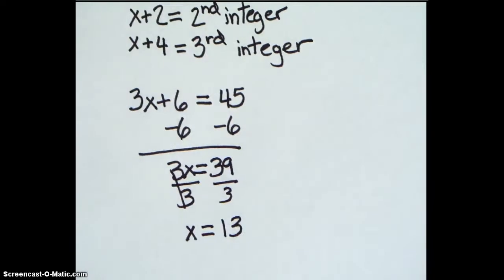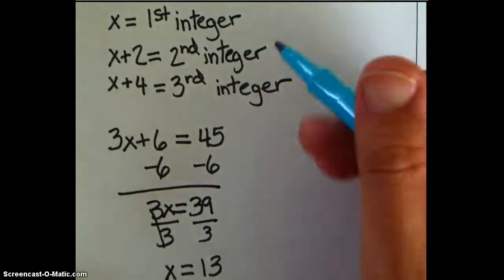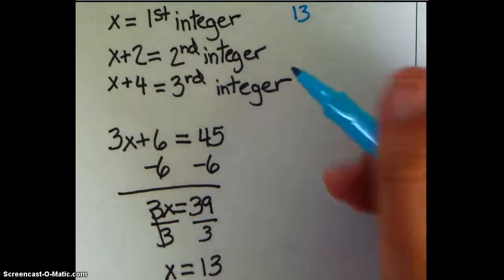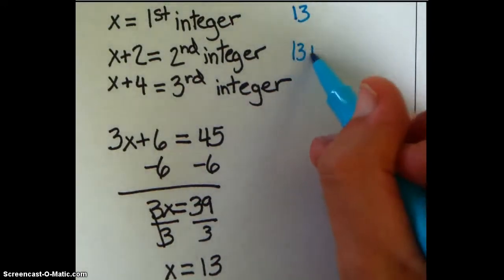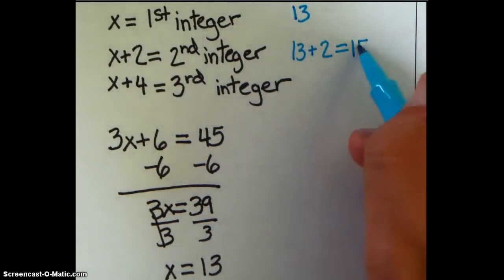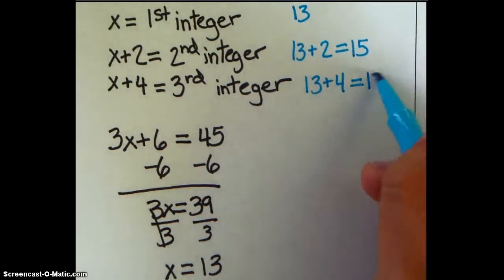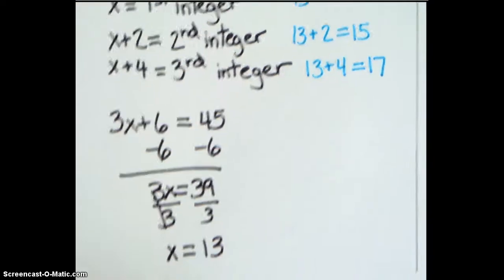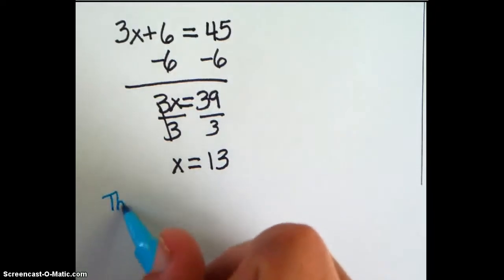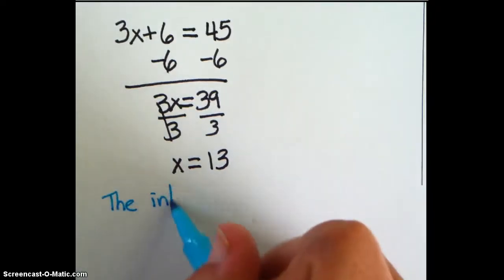And 13 is odd. To figure out the other ones, we're going to plug it back into our variable. So if 13 is our x, 13 plus 2 gives us 15, and 13 plus 4 gives us 17. That means as our answer, the integers are 13, 15, and 17.